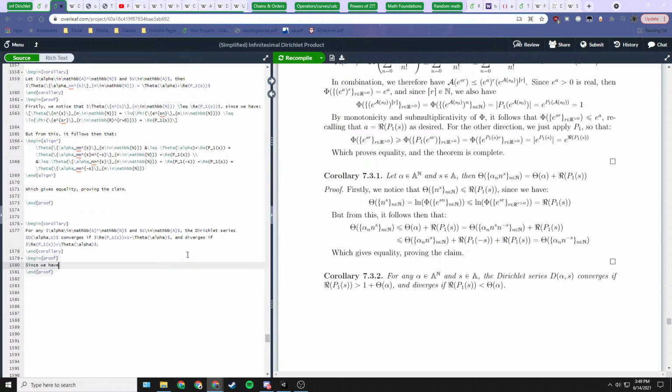Since we have, or rather we can say, letting beta sub n equal alpha sub n power minus s, we have d alpha s is equal to the sum n beta n, and since theta beta is theta alpha minus the real part P1 of S, the result follows. That's fine. Okay.